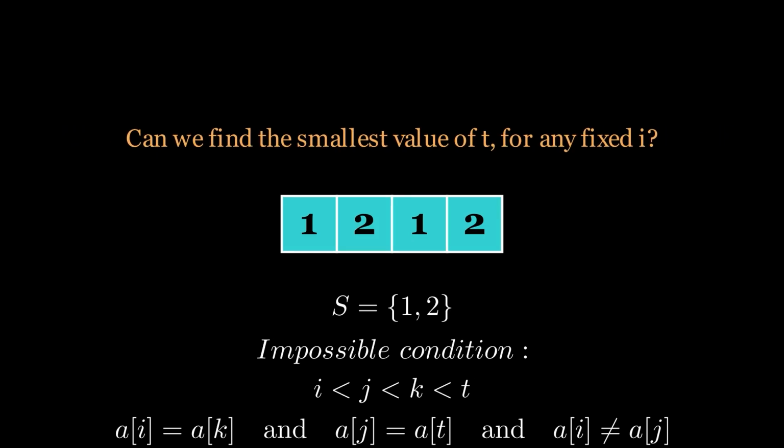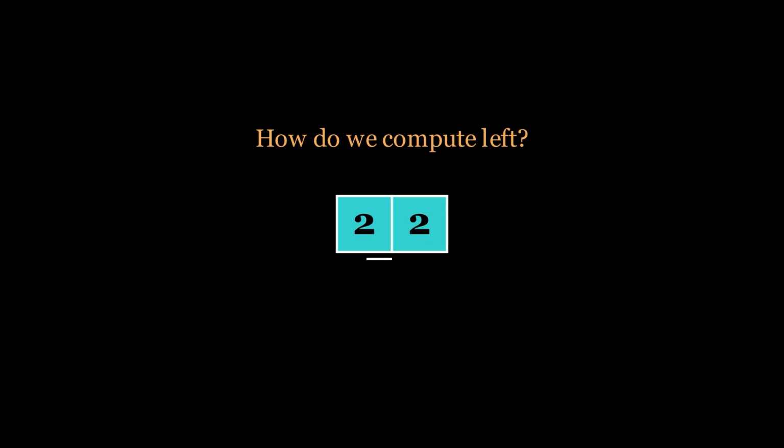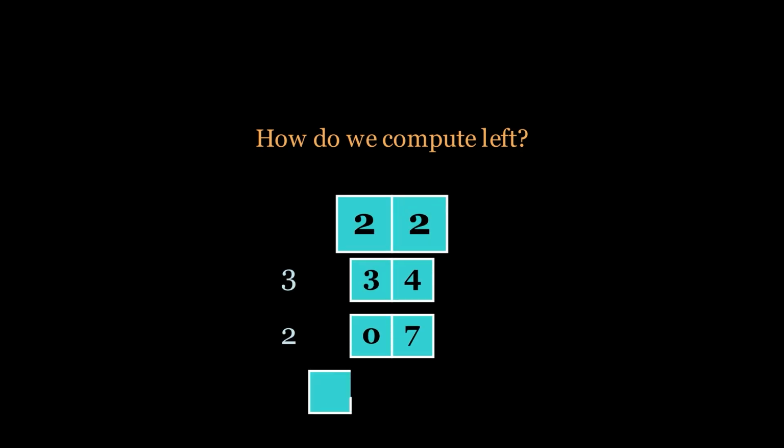Can we find the smallest value of t given a fixed i? Let's define left_i as the last occurrence of A_i before i. How do we compute left here? For each number 1 to n, let's store all the indices of their occurrences. Here's an example with the array on screen. The indices of 2 are 0 and 7, the indices of 1 are 1, 2, 5, and 6, and the indices of 3 are 3 and 4.